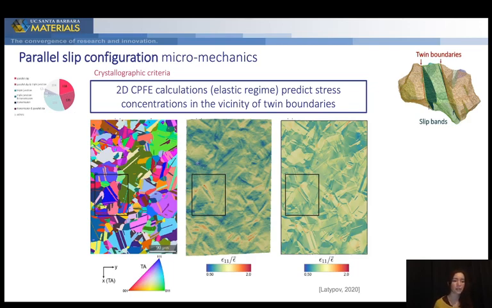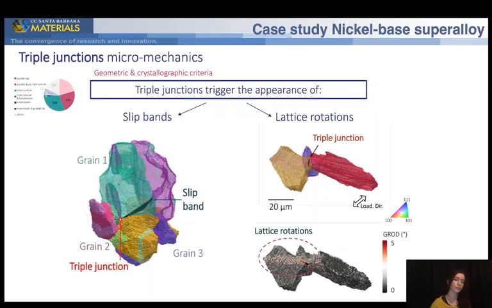Now, can we also understand why slip bands form around triple junctions? So when we look at what happens around triple junctions in our dataset, we see that plasticity produced either a slip band, like shown on the left, or intense lattice rotations, like shown on the right. And now, contrary to grain boundaries, which are objects that involve only 2 grains and are relatively simple to describe, triple junctions are inherently way more complex.